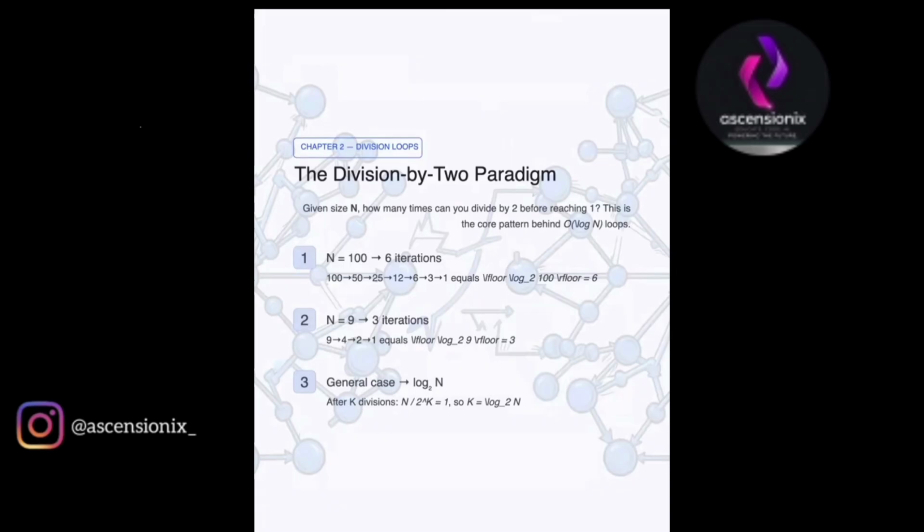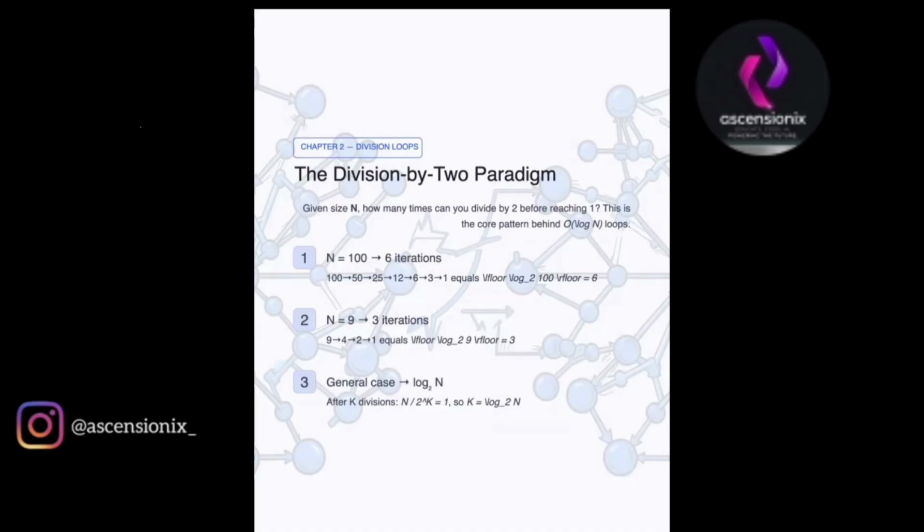We understand logarithms. Let's see how they appear in computer programs. Let me ask you a practical hands-on question. If you have a positive integer n, how many times can you divide it by 2 until it reaches 1? Let's trace it manually, okay? Let's say n is 100, okay?